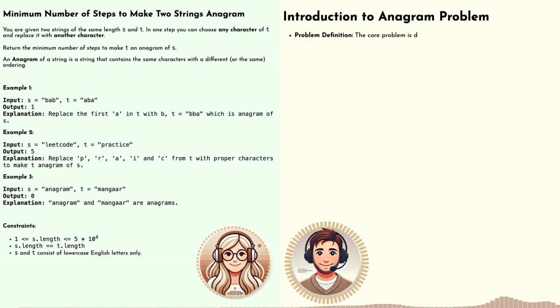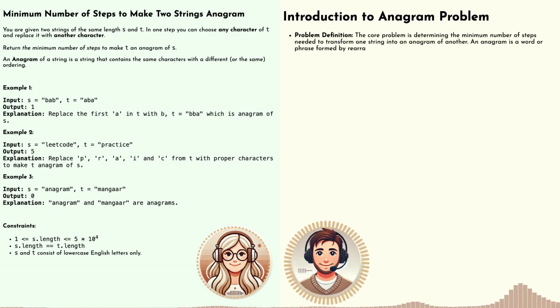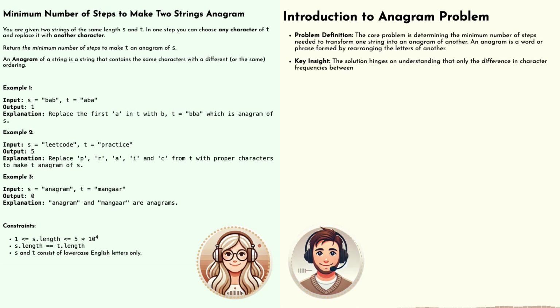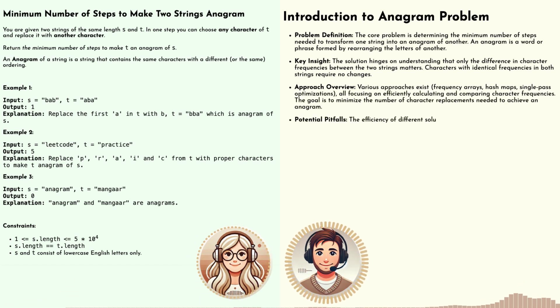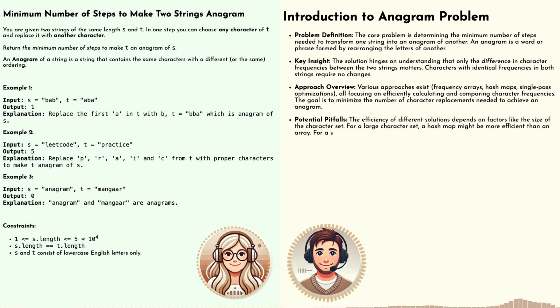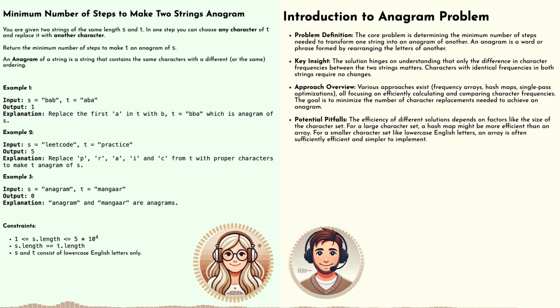Welcome back to AI.Code.Cast. Sometimes the simplest problems, you wouldn't think it'd be that hard, can really pack an algorithmic punch. Oh, yeah, definitely. Today we're diving into one of those: figuring out the minimum number of steps to turn one string into an anagram of another. Kind of like a word puzzle, but with a coding twist.